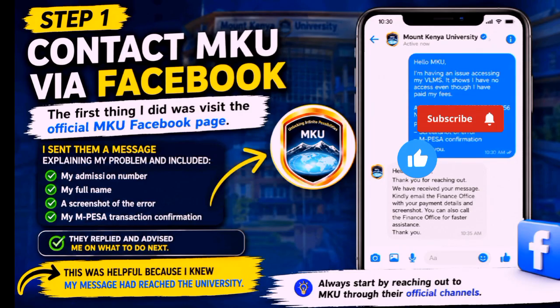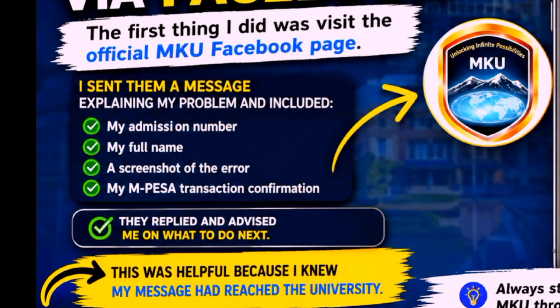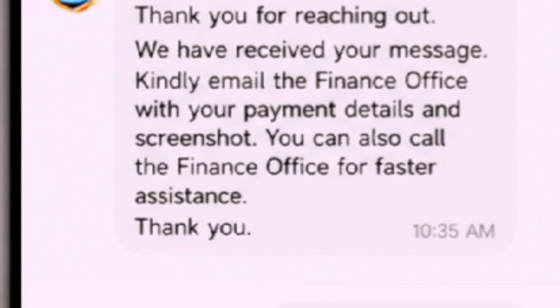Step 1. Contact MKU via Facebook. The first thing I did was to visit the MKU official Facebook page. I sent them a direct message explaining my problem. I included my admission number, my full name, a screenshot of the error, and my M-Pesa transaction confirmation. They replied and advised me on what to do next. This was helpful because I knew my message had reached the university.